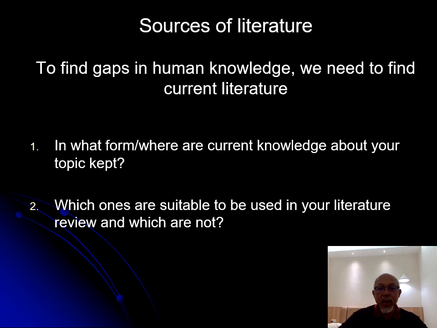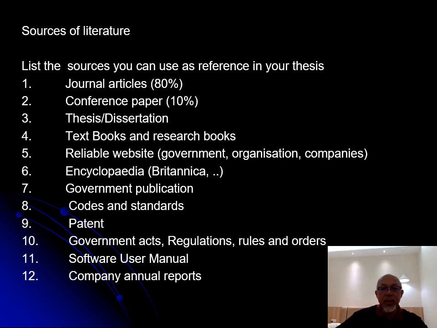We have discussed where, and in what form, the current knowledge about the topic is being kept. We also looked at which ones are suitable to be used in our literature. So here is a list of the sources of literature that we can use, ranked, with journal articles at the top of the list, and then conference papers, theses, dissertations, textbooks, research books, etc. We must make sure that we follow this list in terms of percentage. Most of our work will be based on journal articles.